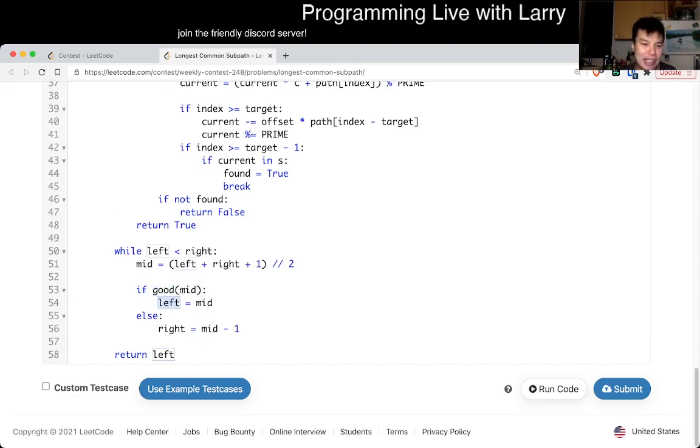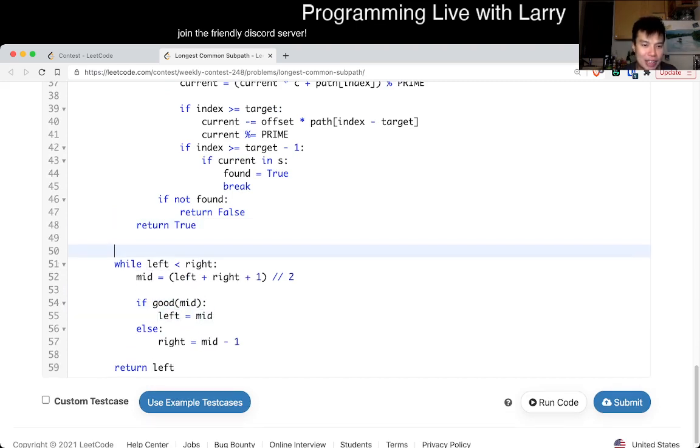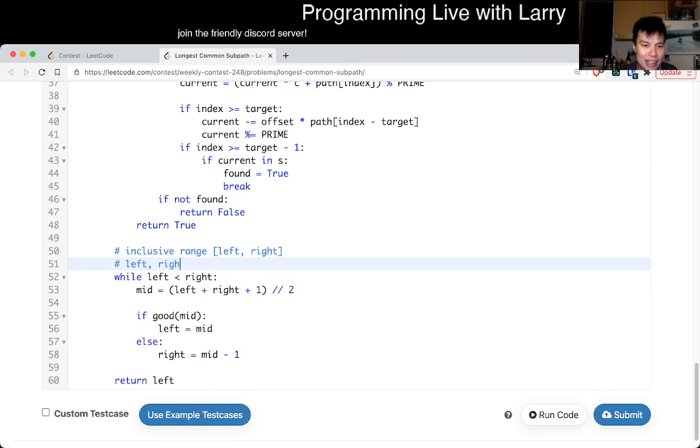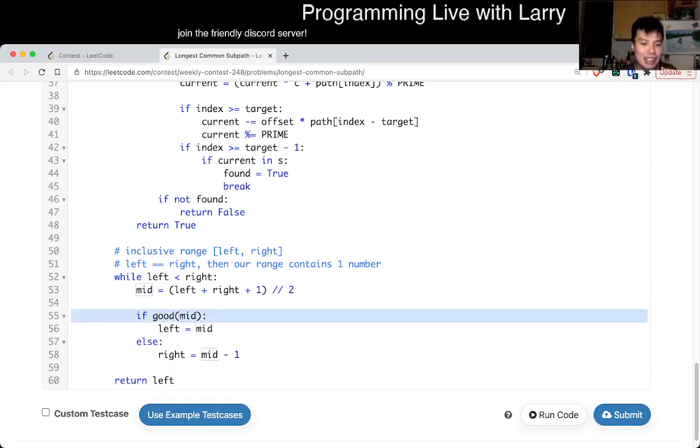because here we have an inclusive range of left, right. So when left is equal to right, our range contains one number, right? So that's basically me explaining binary search a little bit. That explains this while loop. If this is good, then we can set the left side to mid, because this is an inclusive range and mid is a possible answer. If not, we know that mid is not a possible answer, and we set right to mid minus 1.